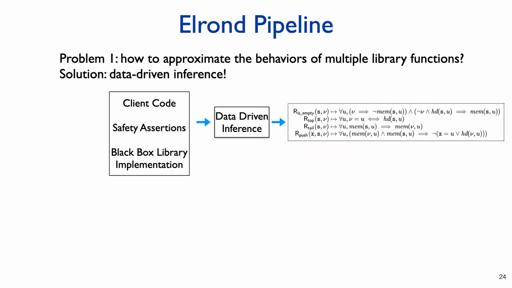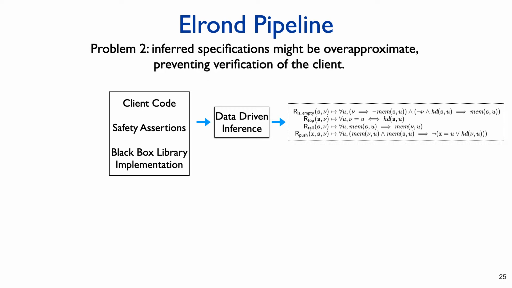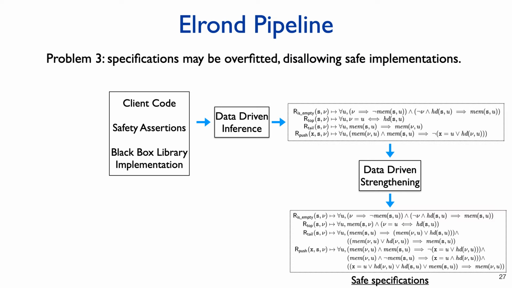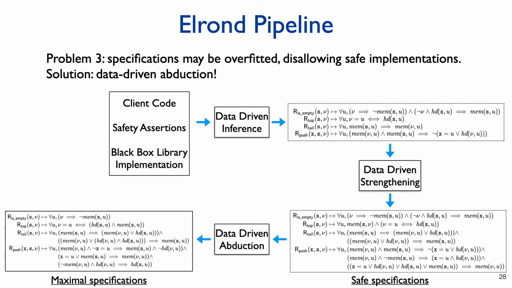So our solution is to use data-driven inference. But the inferred specification may be overapproximate, preventing verification of the client. And then we use data-driven strengthening to refine it to a safe specification. But this specification can still be overfitted, which means that it can disallow some safe behaviors of the implementation. So we use data-driven abduction to find the weakest one within all safe specifications, and we call this specification maximal.